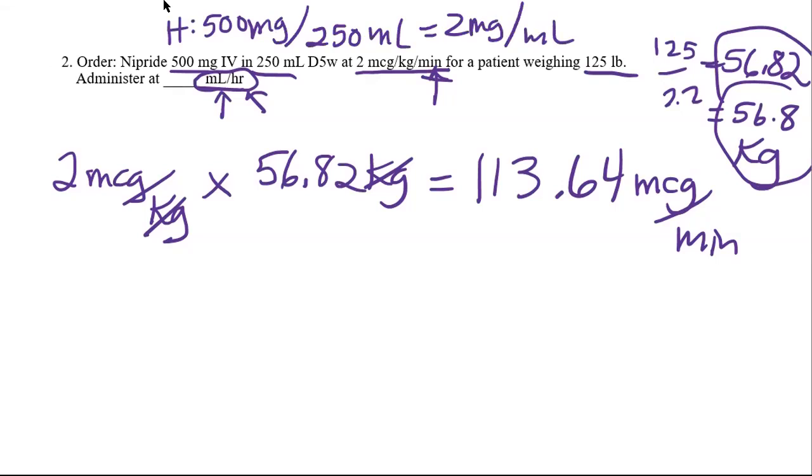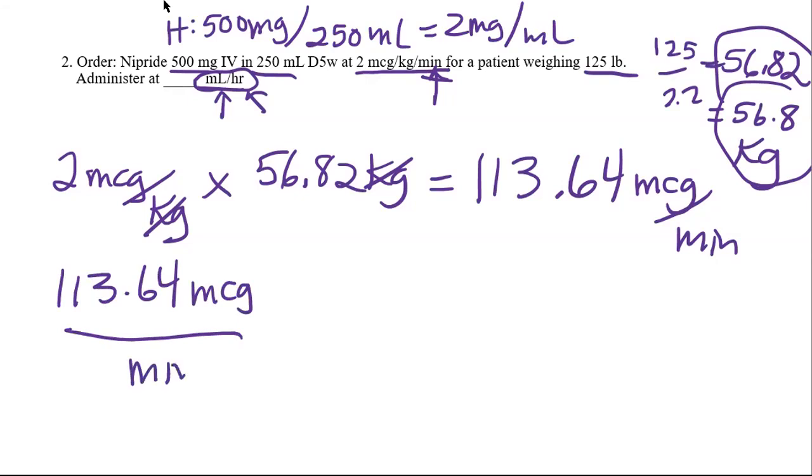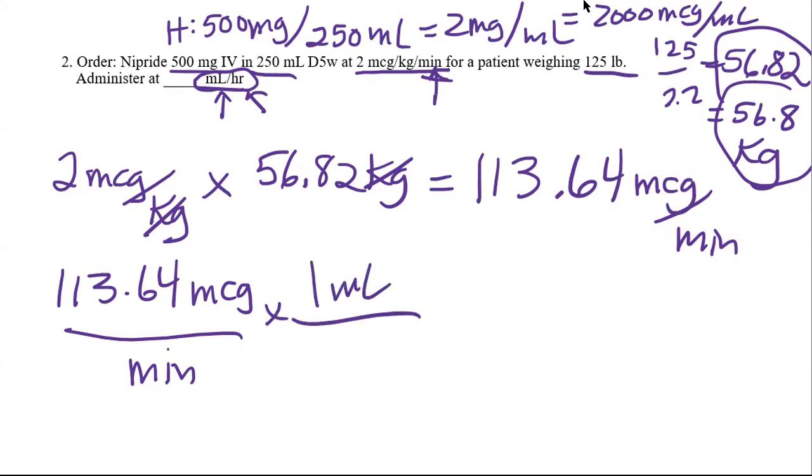So we take this 113.64 micrograms per minute, and we need to get milliliters per hour. Okay, so let's figure out what we have here. To get micrograms with this one, we're going to have to say 2,000 micrograms per ml. Okay, and we want mLs at the top. So let's put 1 ml divided by, and we're using this up here because that's what we have.